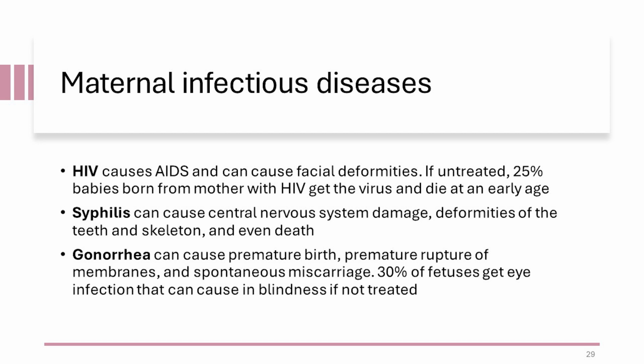HIV causes AIDS. If untreated, 25% of babies born to mothers with HIV will get the virus and may die at a young age. Syphilis can cause damage to the central nervous system, deformities in the teeth and skeleton, and even death. Gonorrhea can result in premature birth, premature rupture of membranes, and spontaneous abortion. Additionally, 30% of fetuses may develop an eye infection that can lead to blindness if not treated.